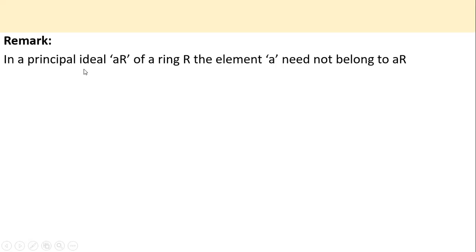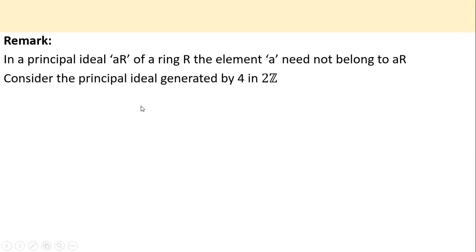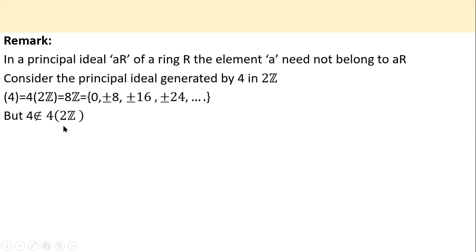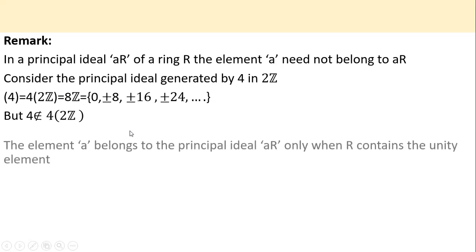In a principal ideal aR of a ring, the element a need not belong to aR. Consider the principal ideal generated by 4 in 2Z. Instead of a, I have taken 4, and instead of R, I have taken 2Z, which gives 8Z. 8Z can be written as 0, plus or minus 8, plus or minus 16, plus or minus 24. But 4 does not belong to 4 times 2Z.